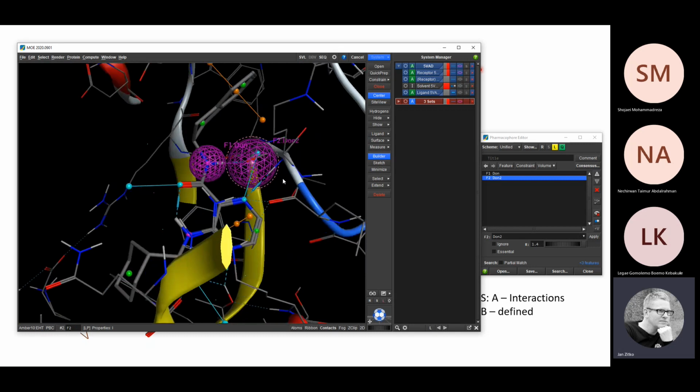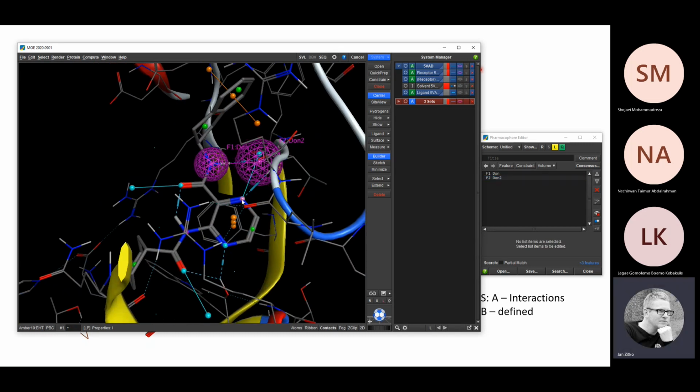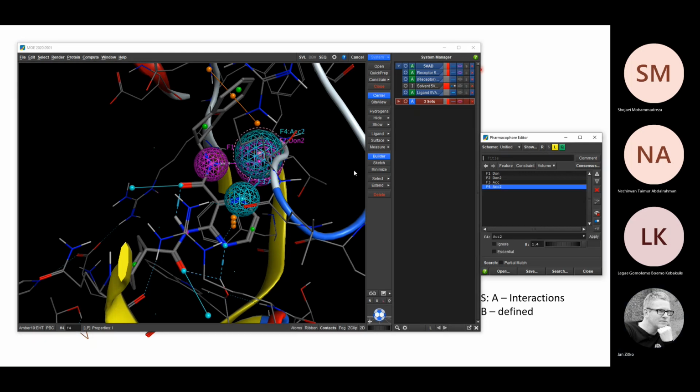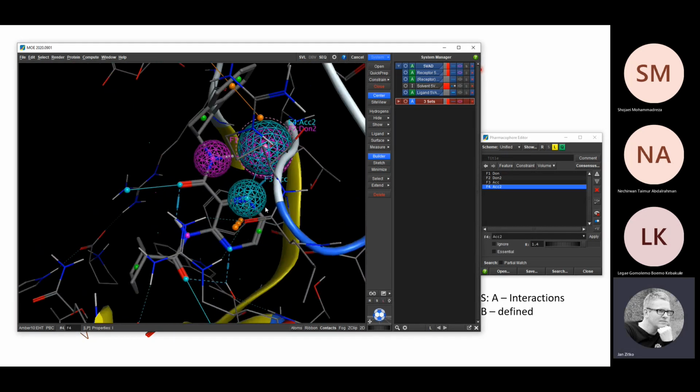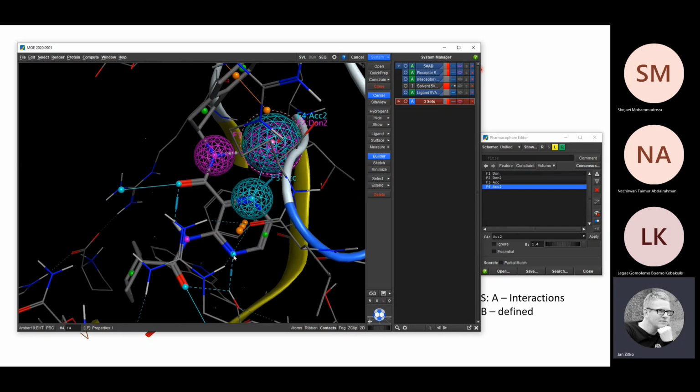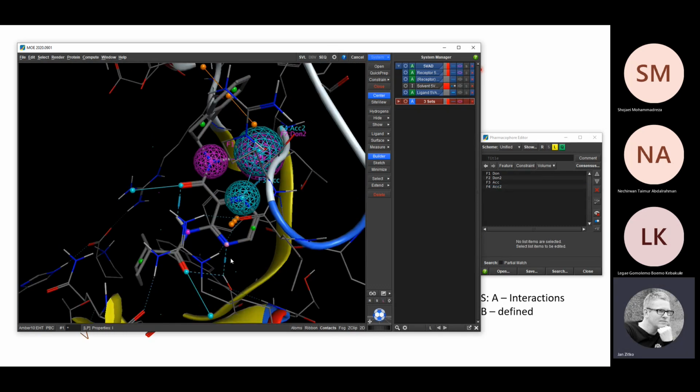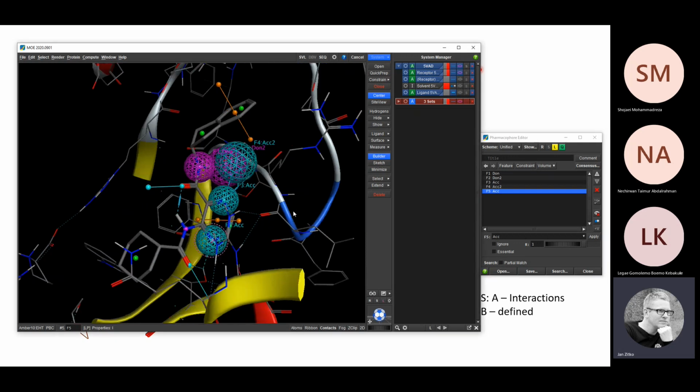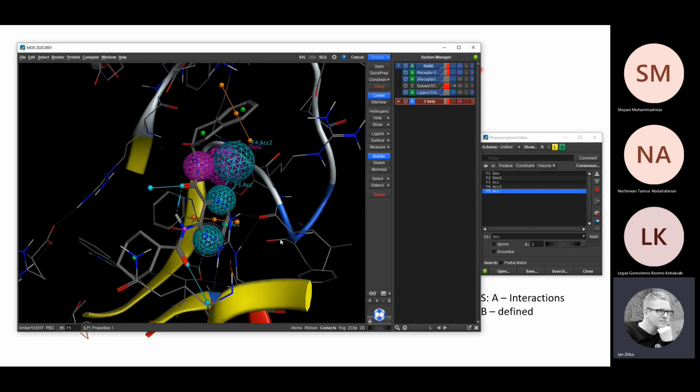Now let's define this atom. Again we will define it as a position and the direction where it comes from. Okay, this is another one, and this time let's try to define it only by the position and not the direction. Let's be more tolerant. So we have defined the H-bond donors and H-bond acceptors.